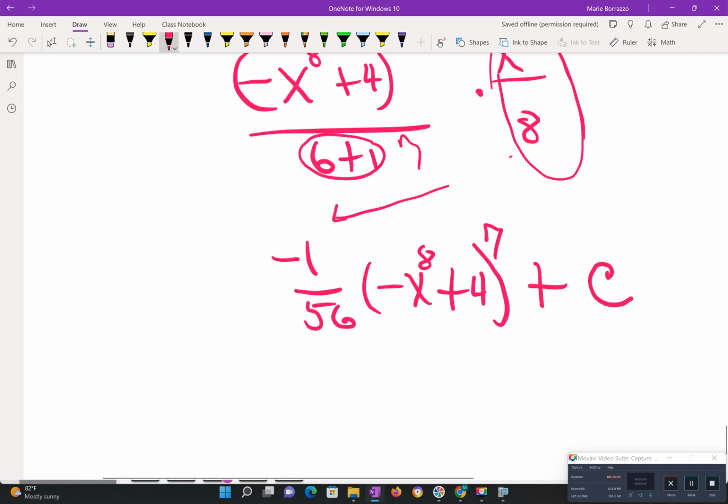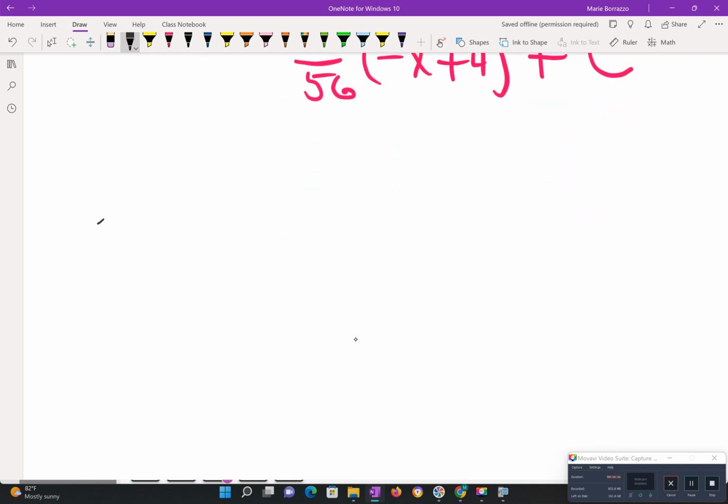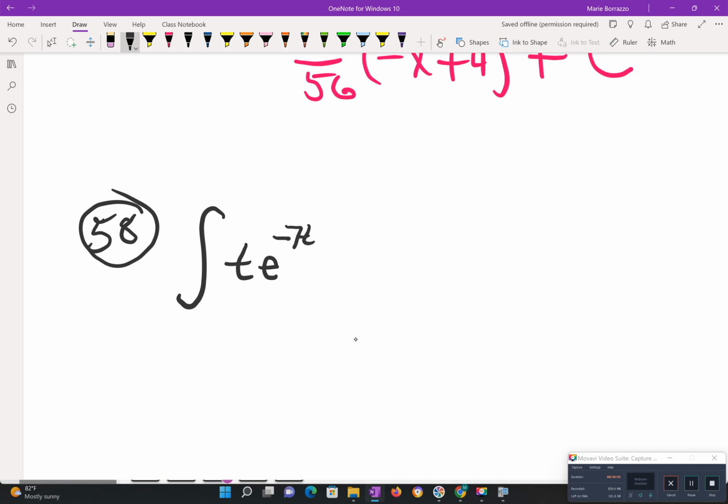Okay, number 58. Same thing, find the integral. They give us the function t times e raised to the negative 7t squared plus c.